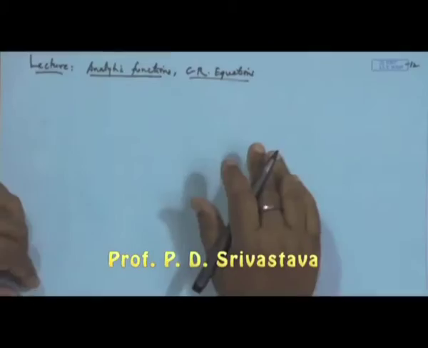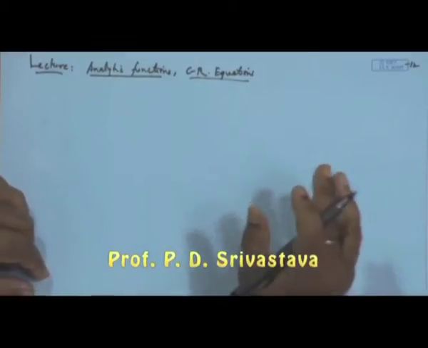So, we will continue our previous discussion. We were discussing the continuity of functions. We have defined that a function is continuous if the limit of the function f z, when z approaches z naught, exists and coincides with the functional value.